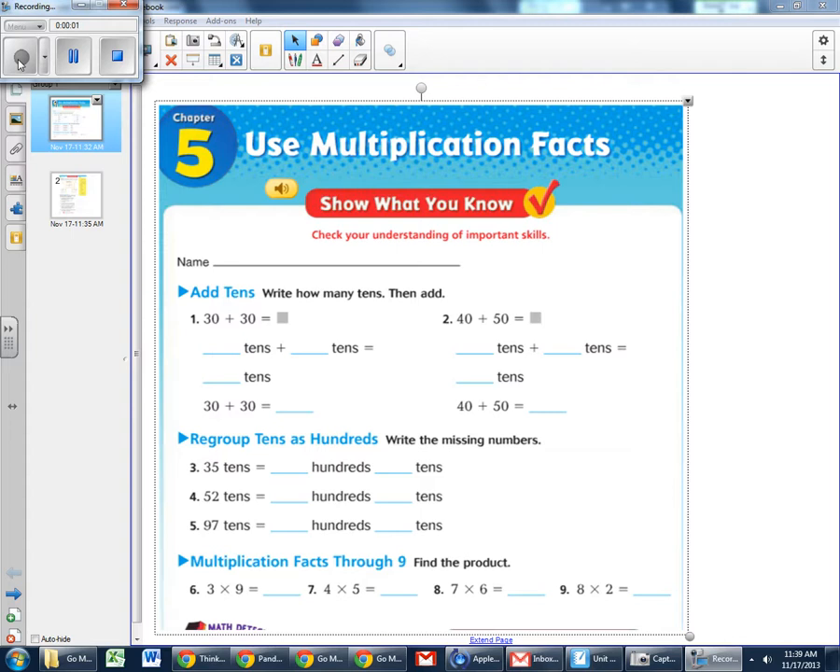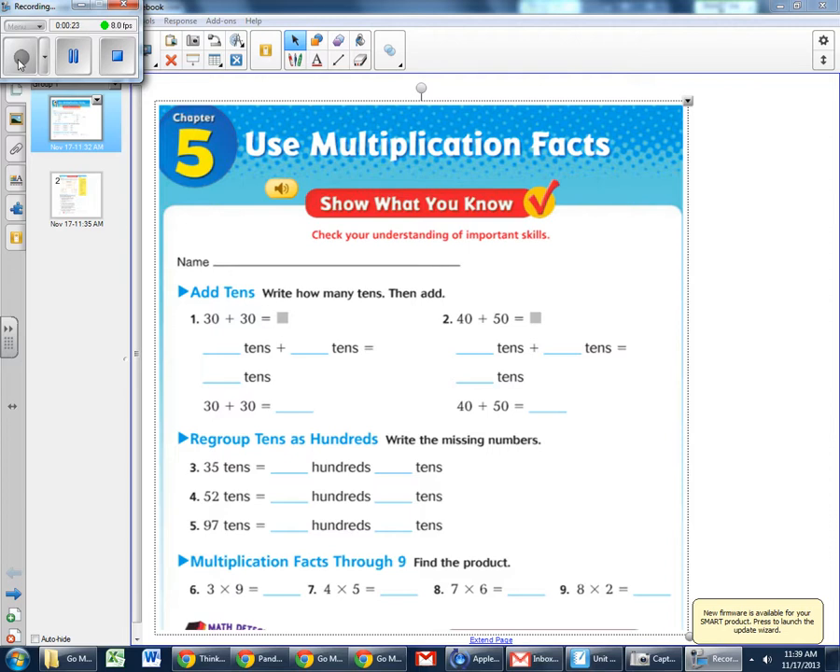Welcome to Chapter 5. We're going to go over some review of using our multiplication facts. The last chapter we spent a great deal of time doing strategies to learn those facts, and we have new vocabulary that will go along with this chapter. So in your Go Math book, would you please turn to page 179?